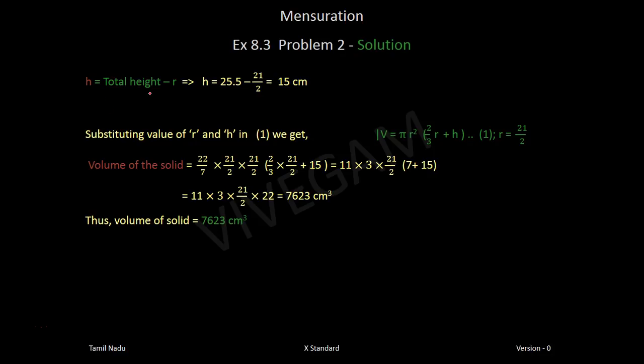H is total height minus r. Total height, we know it is 25.5. So minus r, which we just now calculated, that is 21/2. When you subtract 25.5 minus 10.5, that is 15 centimeter.